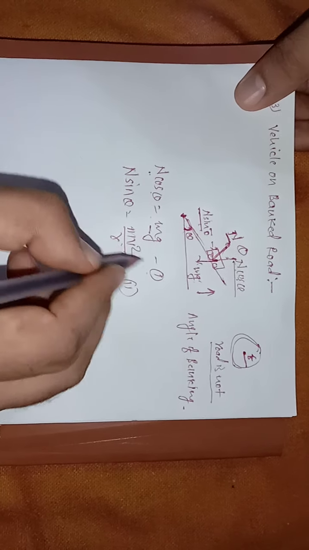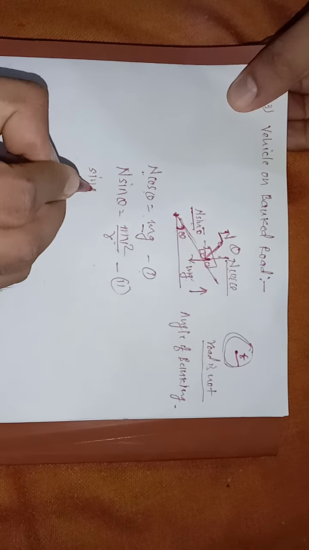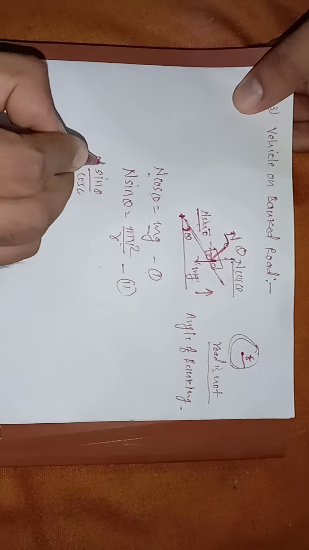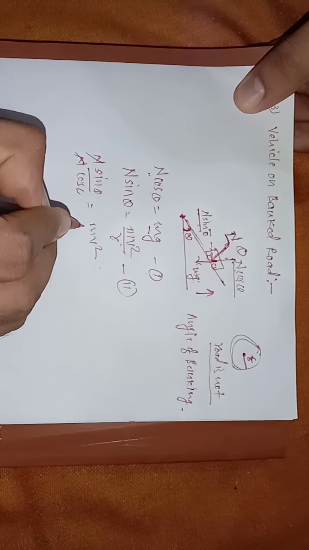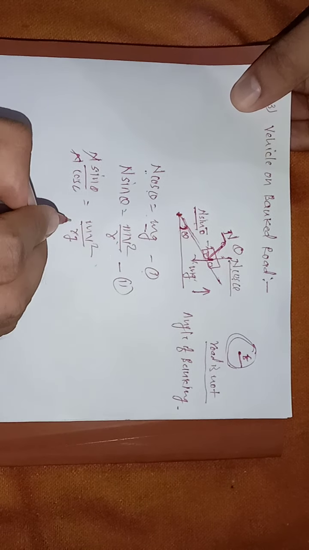Now divide equation 2 by equation 1. N cancels, and we get sin theta upon cos theta, that is N sin theta upon N cos theta, is equal to mv square upon mrg.